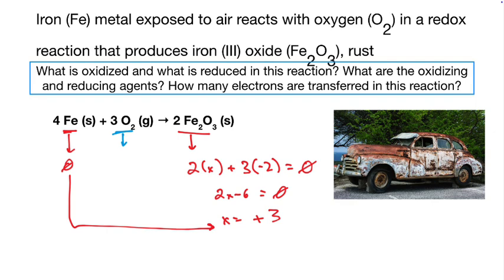Going from a 0 to a +3, what did I do? I had to lose 3 electrons. For the oxygen, starting at 0, going to a -2, that means it gained 2 electrons. So if I'm now looking at how many electrons are transferred, the 2 and 3 have to balance out. What's the lowest common multiple between 2 and 3? 6, which means 6 electrons were transferred.